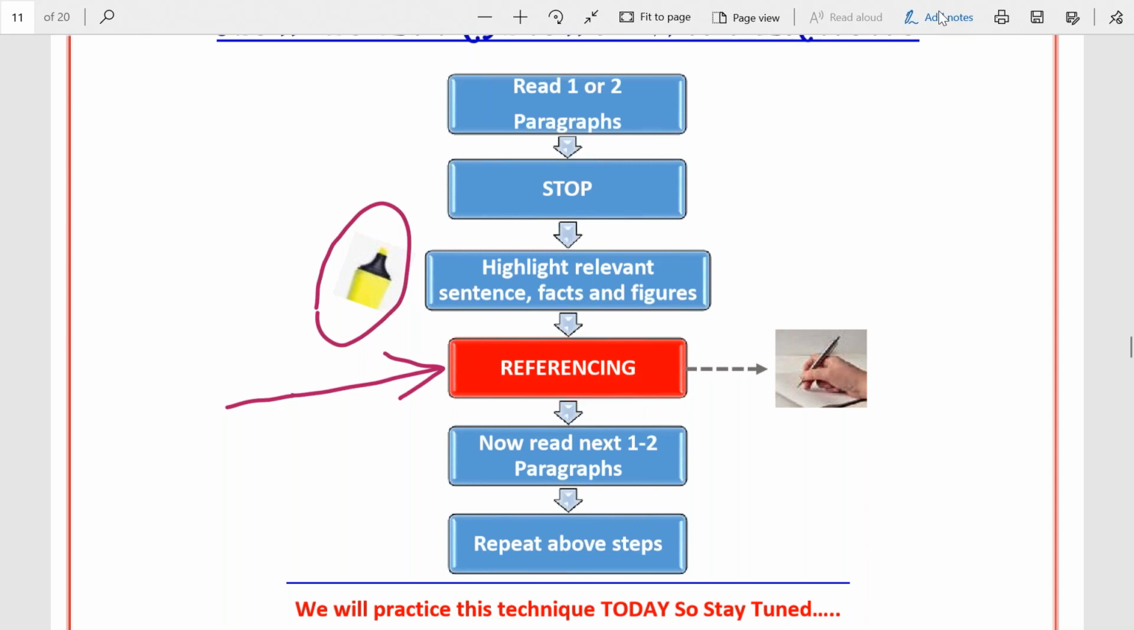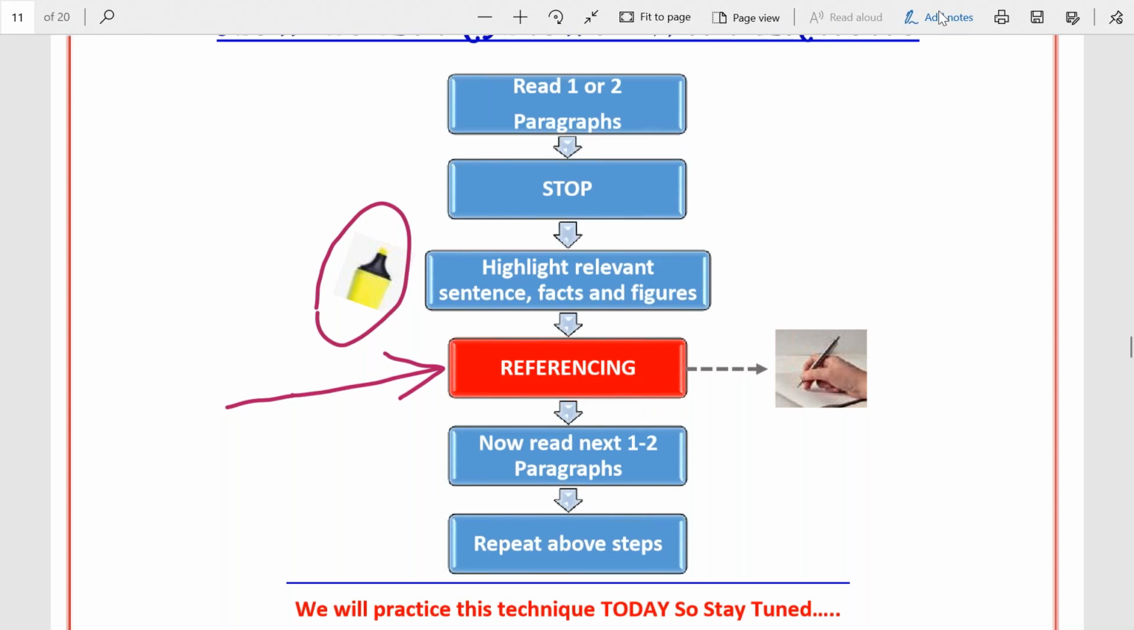Okay. Should we read the question first or the case study first? I will teach you that. We will read in the natural sequence. We will read the introduction, then the questions, and then the exhibits.